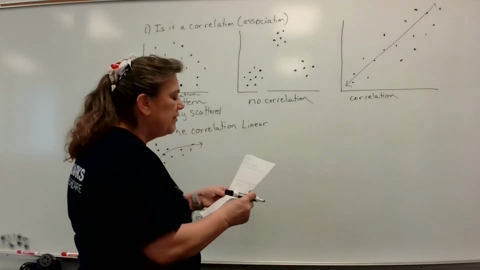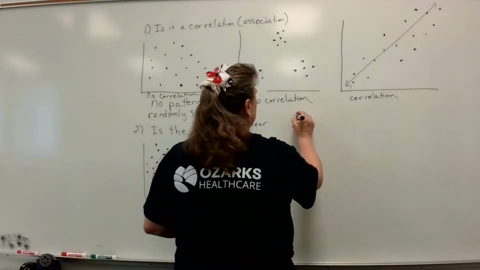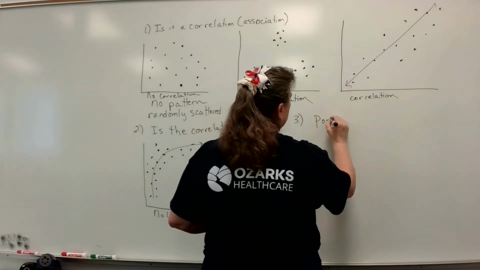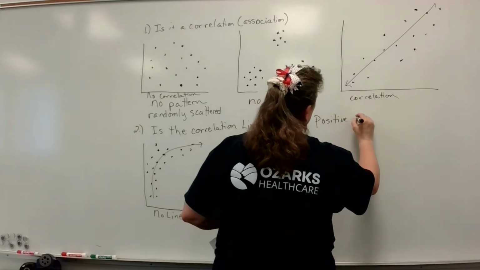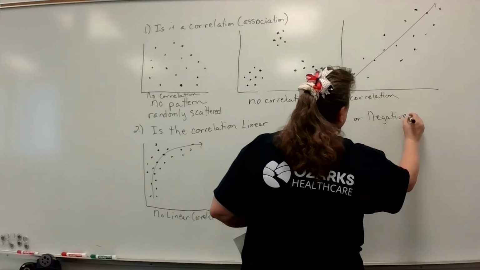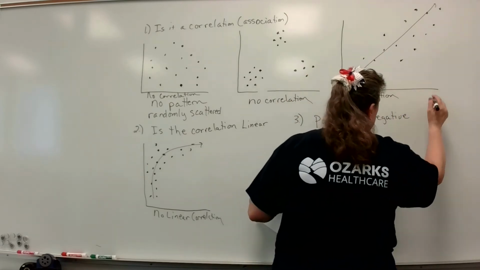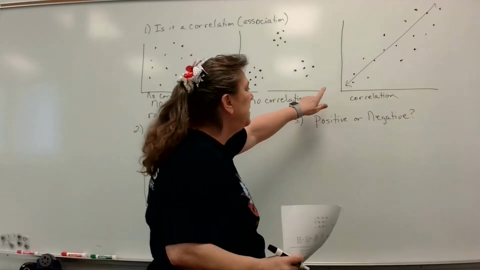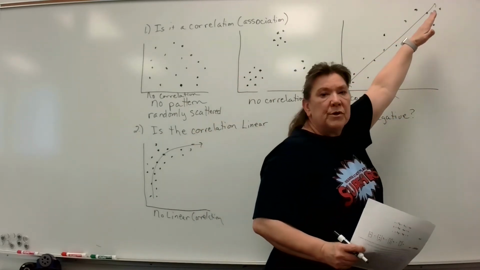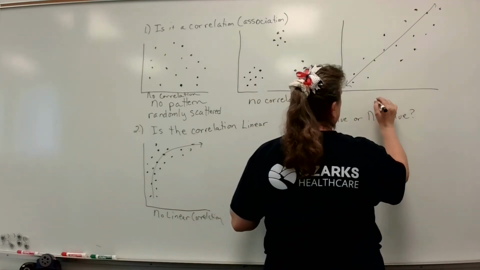Now, let's look at another question. And the question is, is it positive or negative? So question 3, positive or negative? That question has to deal with what direction the line runs as you go from left to right. This one up here, as we go from left to right, moves in an upward direction. Therefore, this one is a positive linear correlation.